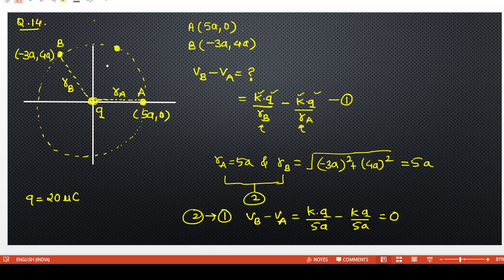Even if I choose point C here, potential of C will also be equal to A, equal to B. Even if I choose any other point here, potential of point D will also be same as B, same as C, same as A, because all of them lie on same equipotential surface. They lie on same sphere. What are the equipotential surfaces of point charge? They are concentric spheres. So you can choose as many points as you want on this sphere. All of them will have same potential.